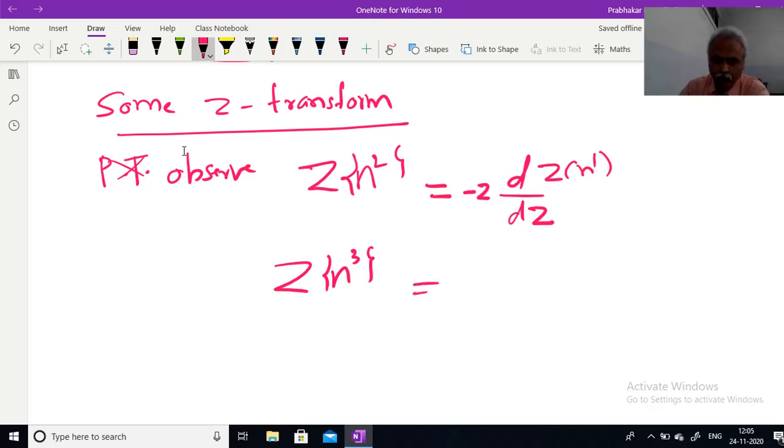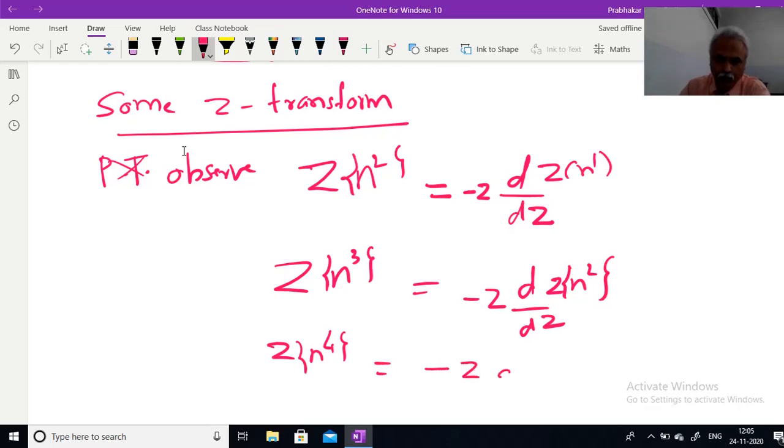N square, you should take the Z transform. This becomes a function of z. You differentiate this with respect to z, multiply by minus z. One more, Z transform of n raised to 4. I think some of you can write minus z differentiation of Z transform of n cube. In general, instead of 2, 3, 4, I can put it as 1 also.